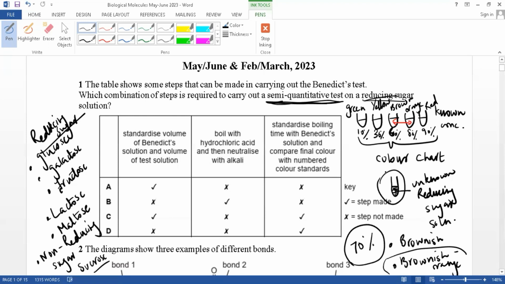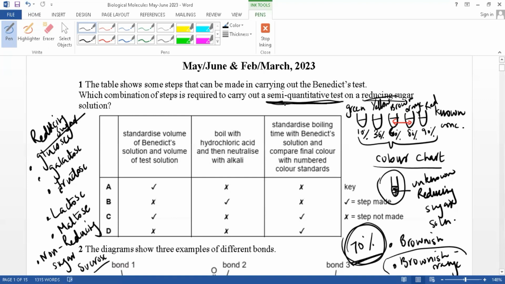That is called a semi-quantitative test: partially I have estimated the concentration of my unknown reducing sugar solution with the help of some known concentrations. I did their Benedict test and made a color chart, and then I compared the color of my unknown reducing sugar solution with the color chart, and I realized it's somewhere between brown and orange. So it is not 100% sure. It can be 72, it can be 76, it can be 79 even. So I can estimate roughly and partially that it's 70%. This is called a semi-quantitative test.